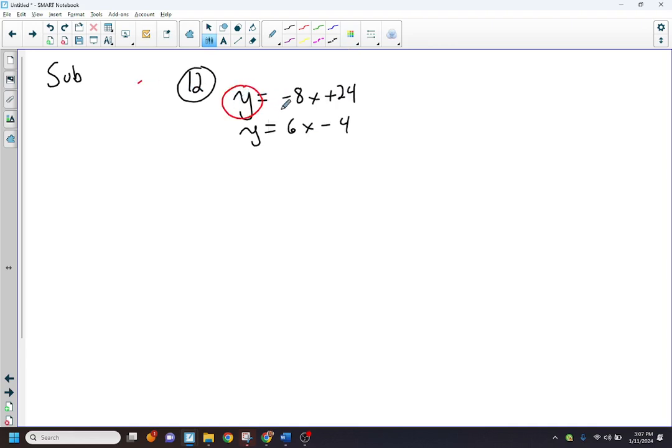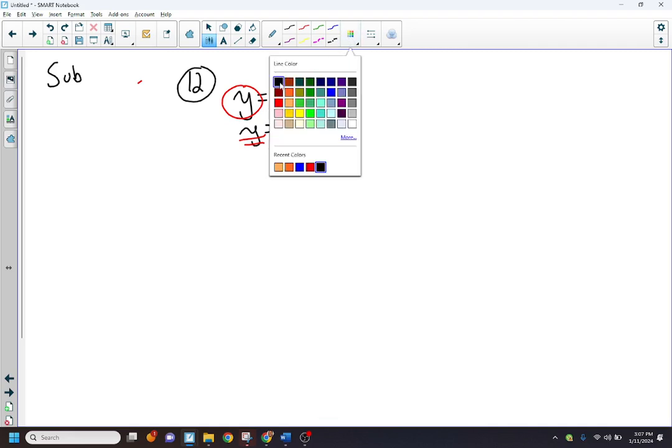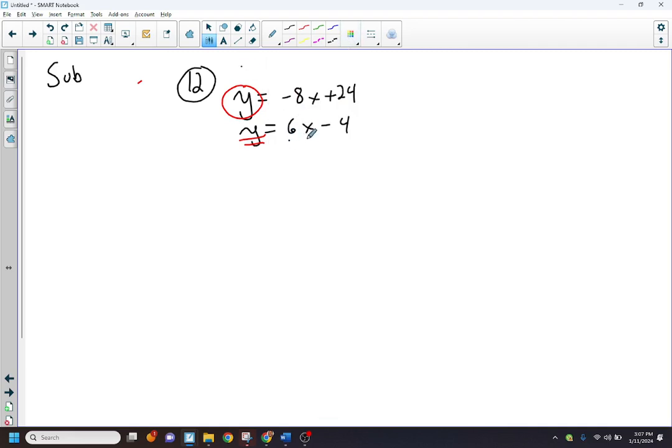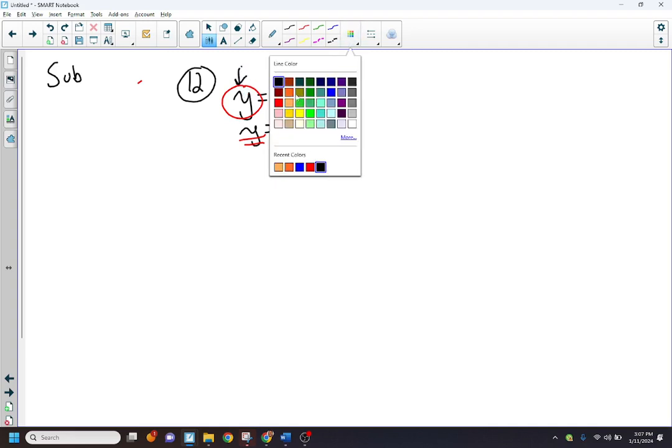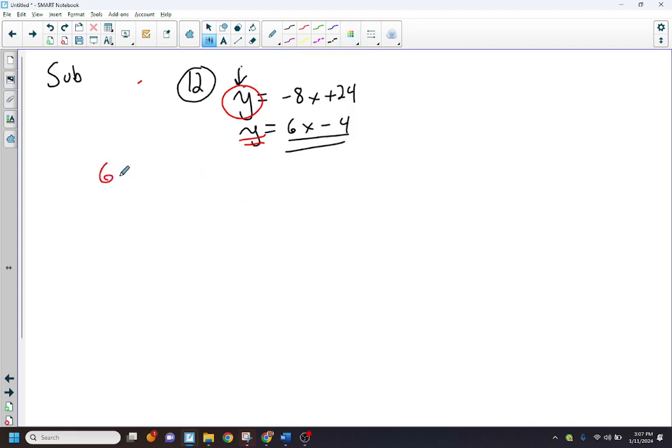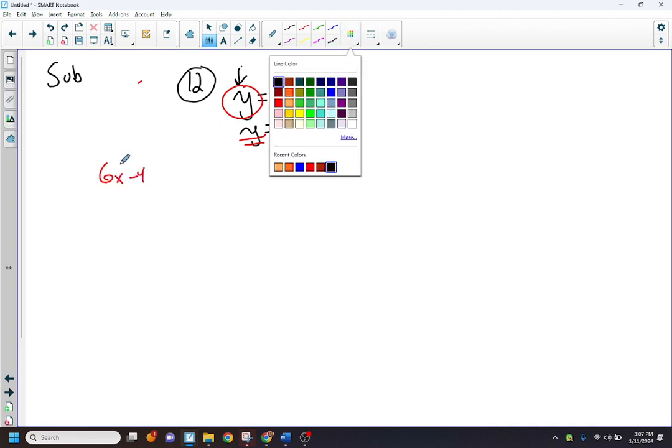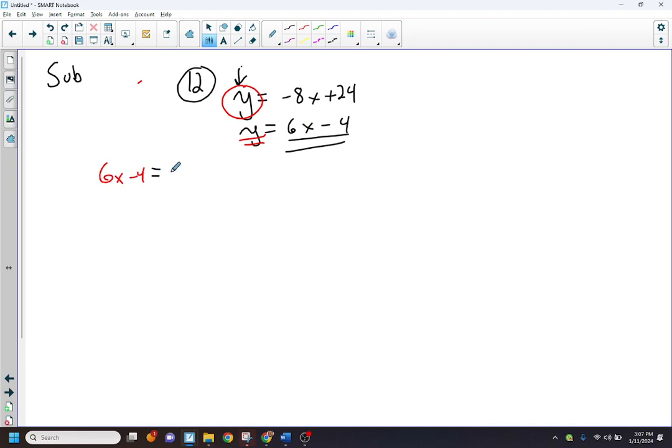We're going to take this expression and replace the y over here with it, which means this equation will be where this y is. So it's going to be 6x minus 4. The y is the only thing that changed. Everything else stays the same, equals negative 8x plus 24. You get 6x from the equation for the second one, and you combine the x's.